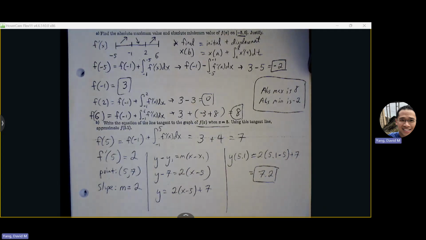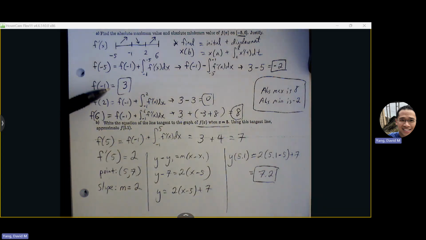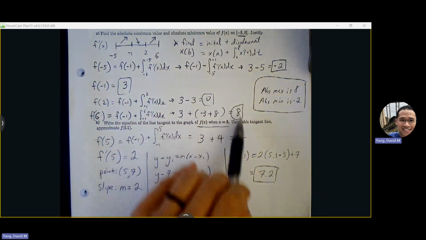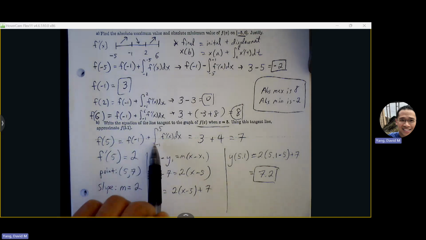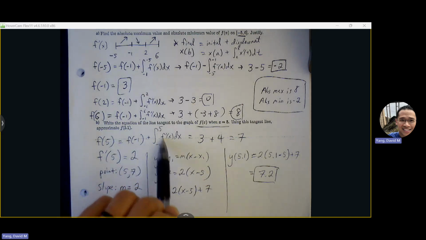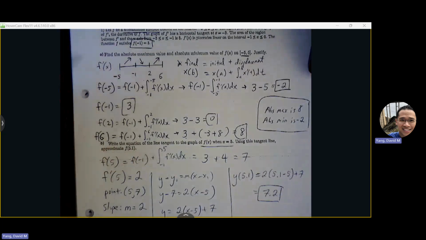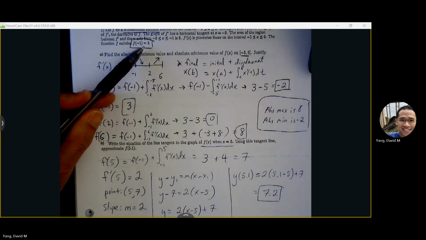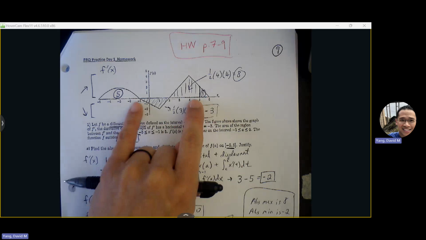Okay, part B says write the equation of the line tangent to the graph when x equals 5. So we're going to use this formula again to find the location on the graph. So f of 5 is equal to f of -1 plus the integral from -1 to 5 of f prime. We're just trying to figure out where the ordered pair is. f of -1 is what's given to us, which is 3, plus whatever gap is between -1 and 5.